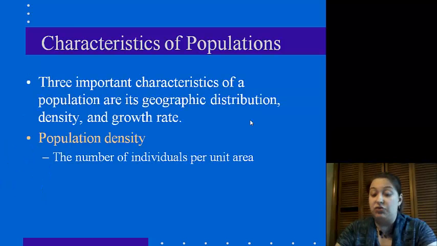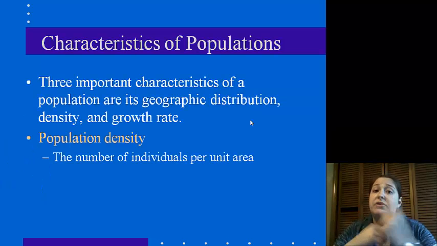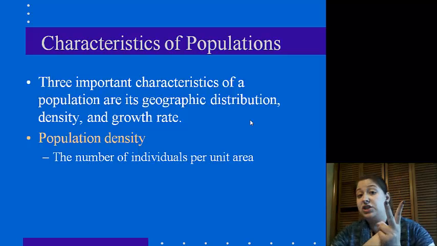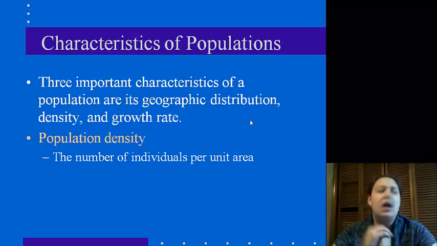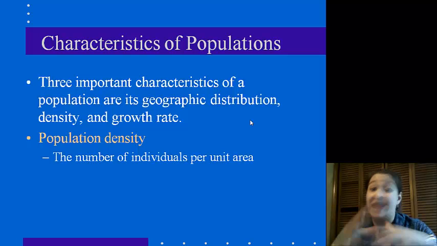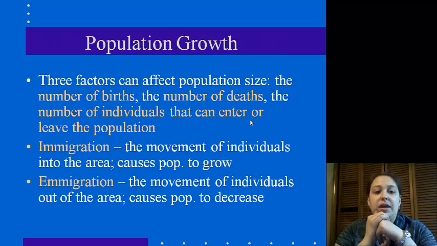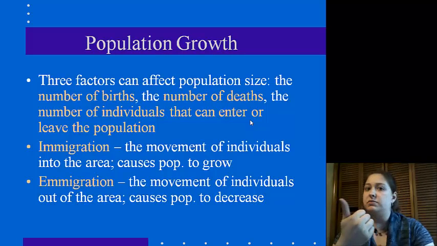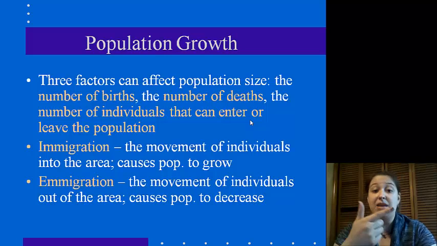How populations grow. Characteristics of a population. We've got 3 important things: geographic distribution, density of a population, and the growth rate. Population density is the number of individuals per unit area. There are 3 factors that can affect the size: number of births, number of deaths, those make sense, and whether or not individuals can enter and leave.